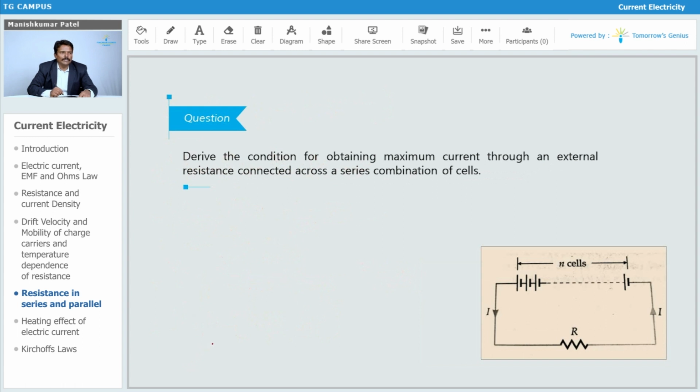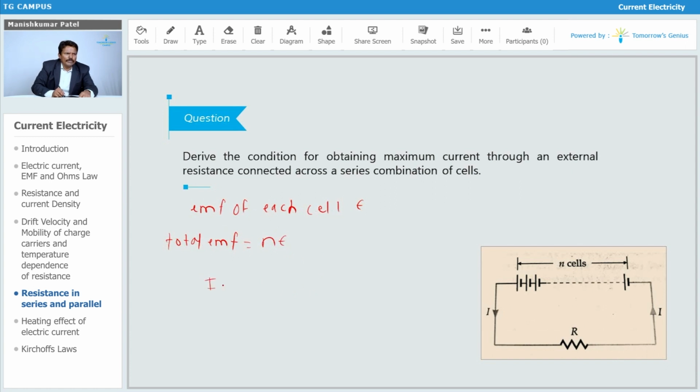Now let's derive the condition for obtaining the maximum current through an external resistance connected across a series combination of cells. Let the EMF of each cell be E. So for N cells it is N into E. Since all of them are connected in series, this is the total EMF.